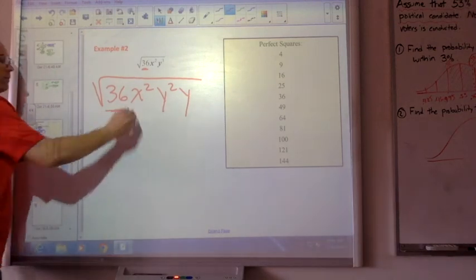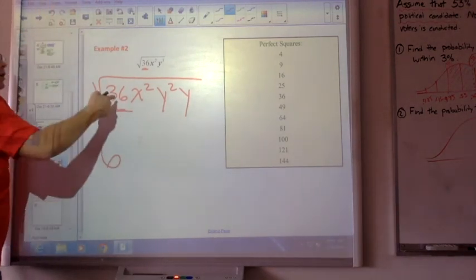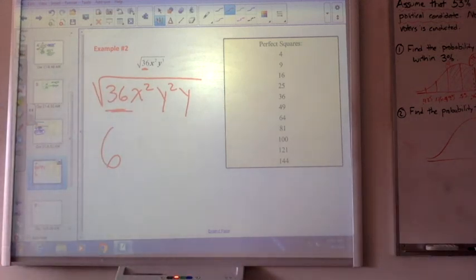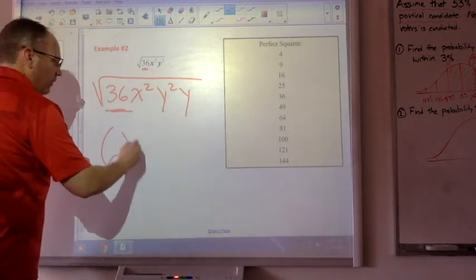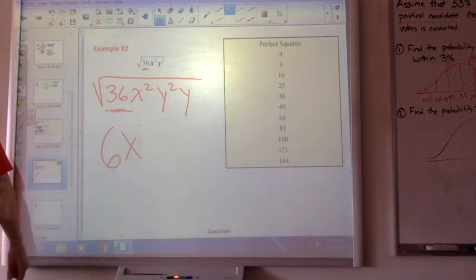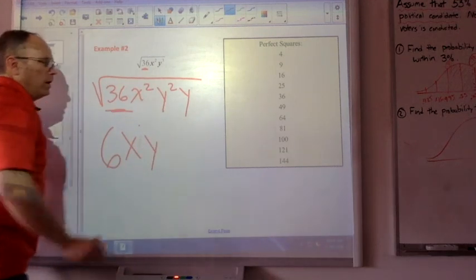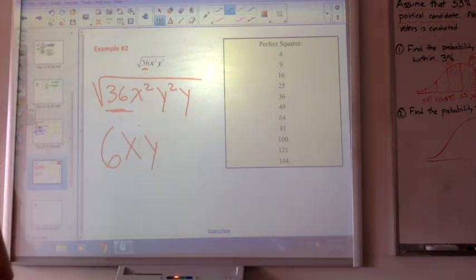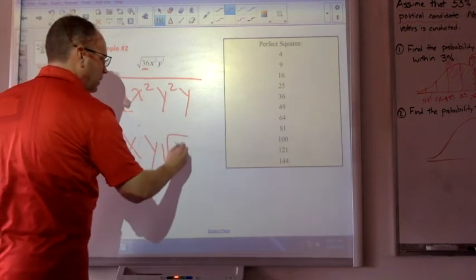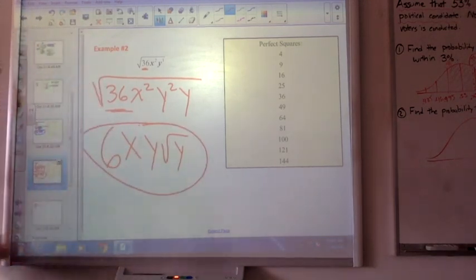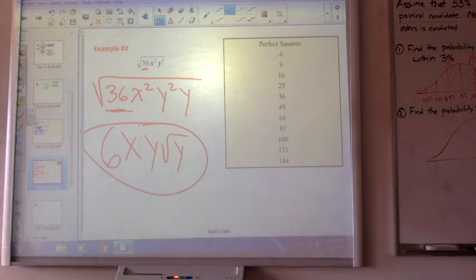Square root of 36, we'll set it back here as being 6. Square root of x squared is x. Take half of it, right? Half of that is 1. Could I put x to the first, do you think? Sure. Is it required? No. Is it wrong? No. What's the square root of y squared? Y. Do I know what the square root of y is? No. It's still left behind under the radical sign. Done. Woo! Can I move on?